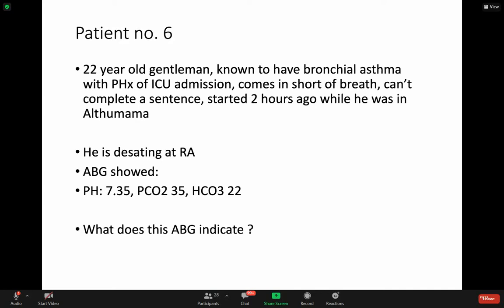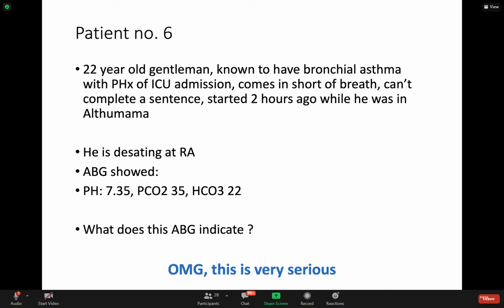The man can't even complete one sentence and he's desatting. This is really bad. This is very serious. Why? What do you expect in a patient with bronchial asthma? He's going to blow off his CO2, right? The PCO2 should be low. Am I right? Yeah. But his PCO2 is around normal. What does that indicate? Diaphragmatic muscle fatigability. Okay, this is really very serious. He gets tired.